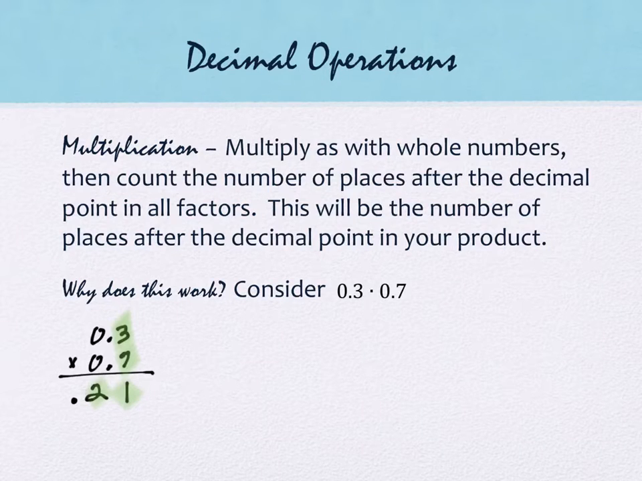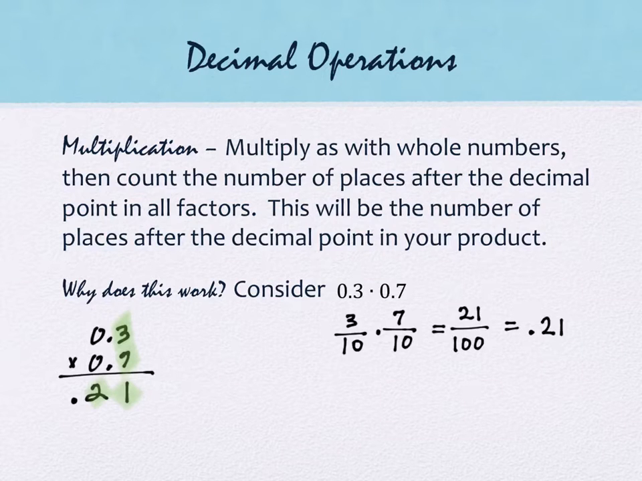But I want to show you why it works in terms of fractions. So if you take the number 0.3 and you write it as a fraction, it's 3/10, right? And if you do the same thing with 0.7, it's 7/10. 3 times 7 is 21, and 10 times 10 is 100. It's 21 hundredths. And sure enough, there's those 2 decimal places that we expected to see, or 2 values we expected to see after the decimal point.